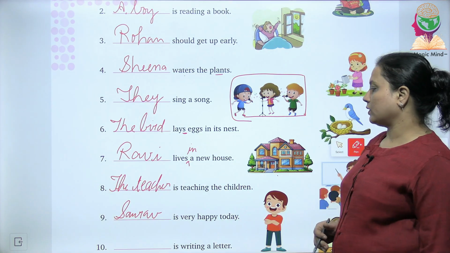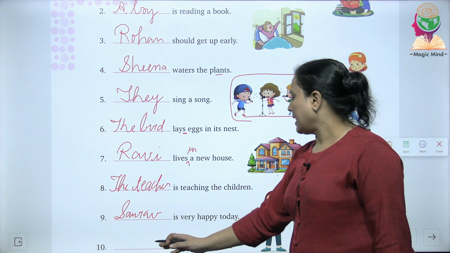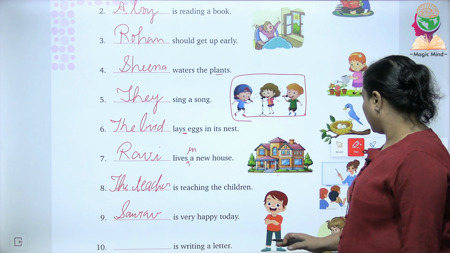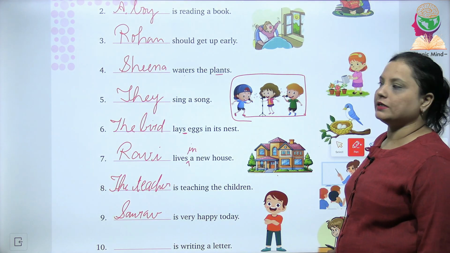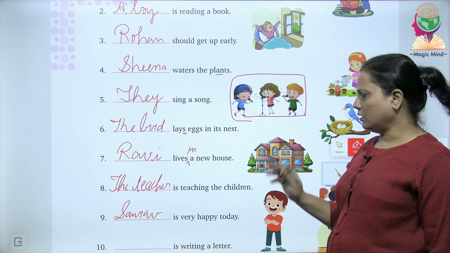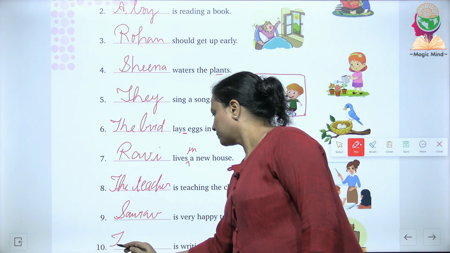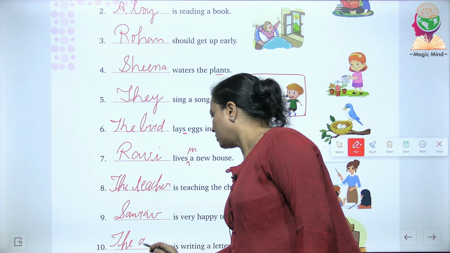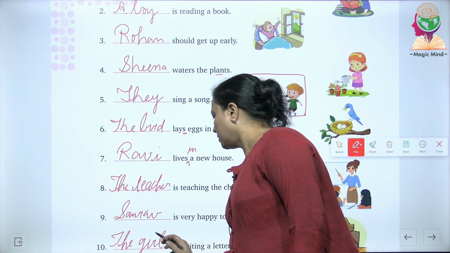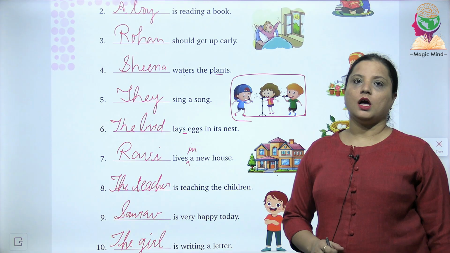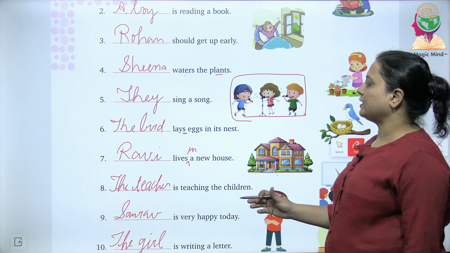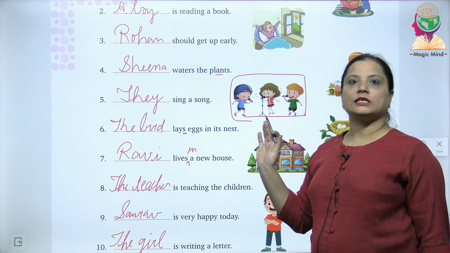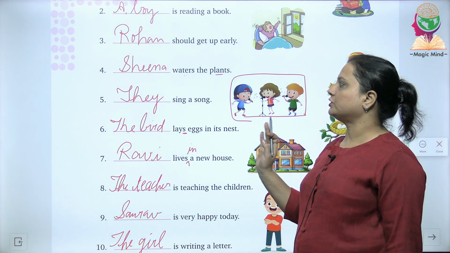Then the last one, that is the 10th one. Dash is writing a letter. Who is writing a letter? The girl is writing a letter. So let's now write here the girl. I am just using the common noun over here. The girl is writing a letter. So with this we have completed all the exercise of the chapter. I hope you have understood the chapter.